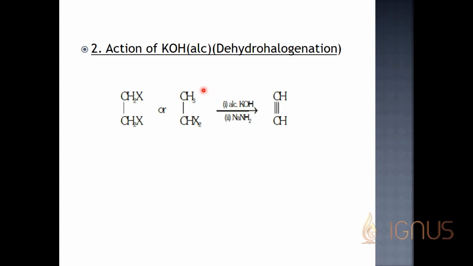Next, action of KOH or NaNH2. Both geminal dihalides and vicinal dihalides will give alkyne as the final product, and you should remember the reagent. You should use both alcoholic KOH and sodamide. Both are very important.